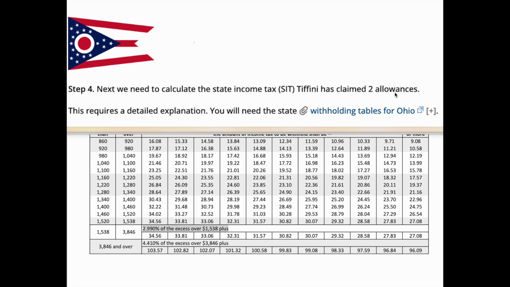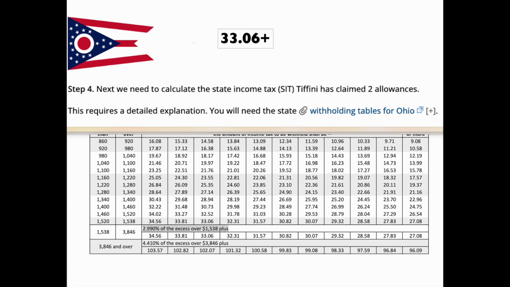Because she claimed 2 exemptions on her W-4, this was the 2 exemption column right here where you see my mouse. So we definitely need to take off and deduct $33.06 from her paycheck. But this is also telling us to take off 2.99% of anything over $1,538. We're going to take 33.06 and we're going to add that percentage of anything that's over 1,538.